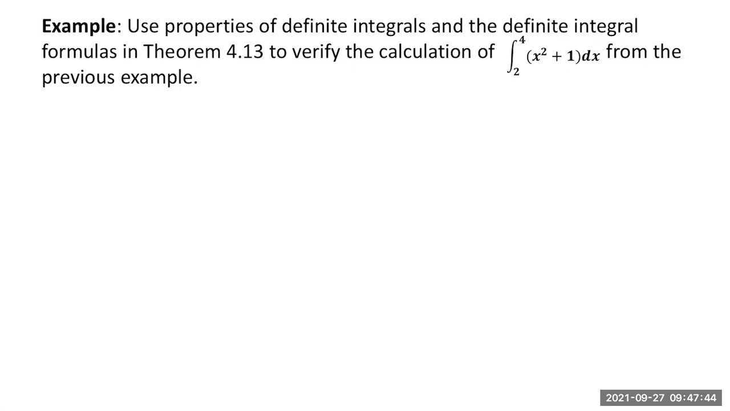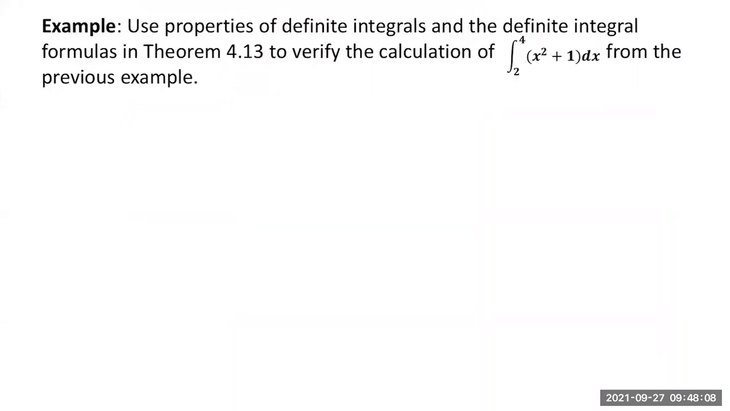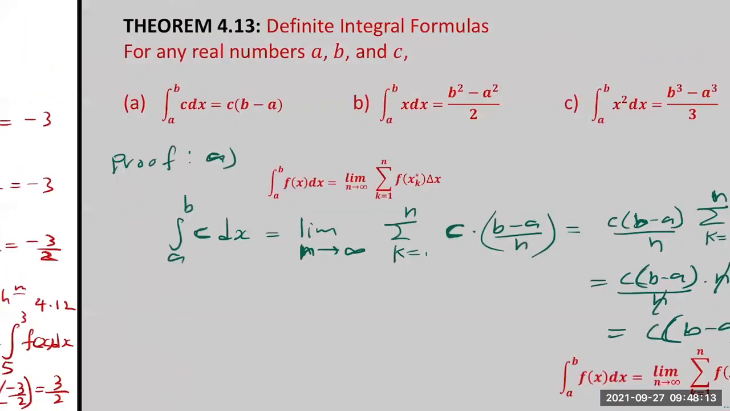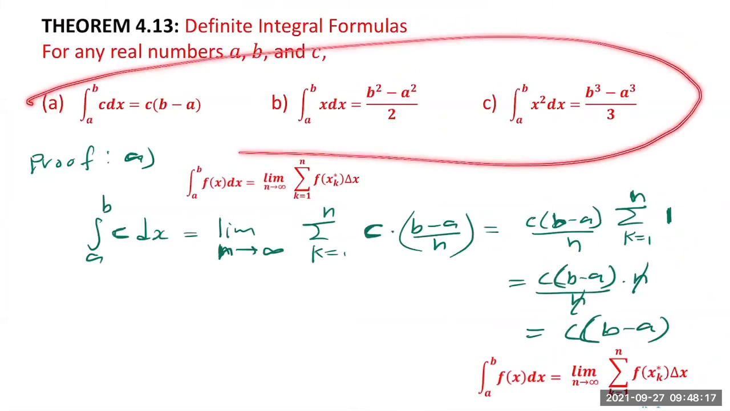Let's go over this example now. Use properties of definite integrals and the definite integral formulas in theorem 4.13 to verify the calculation of this definite integral. The definite integral from 2 to 4 of x squared plus 1 dx is equal to whatever value we found. We need to show that it's 62/3. What are the formulas in theorem 4.13? Here is theorem 4.13, and we have these formulas.